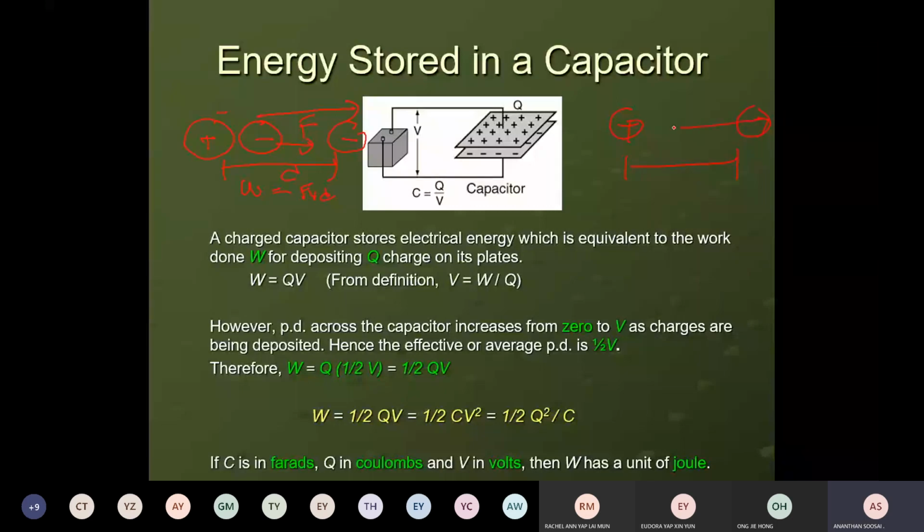When you let it go, it will move back, attracted to the positive, so current is produced. This mechanism applies to the capacitor. How do capacitors store charge? By work done to separate the charges. So remember, work done to separate the charges is stored as energy in the capacitor. A charged capacitor stores electrical energy equivalent to the work done in depositing Q charge on its plate.